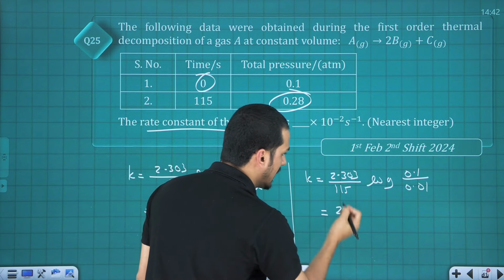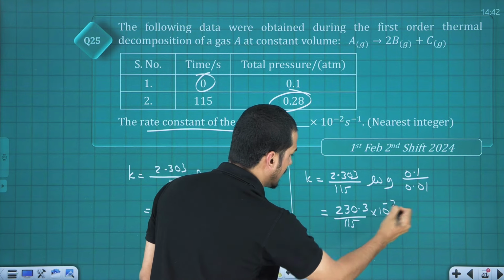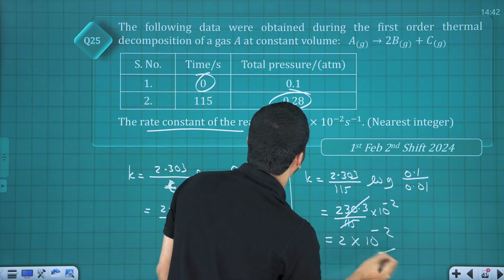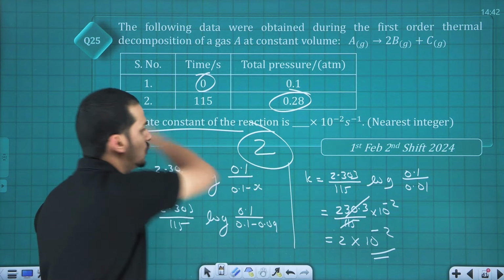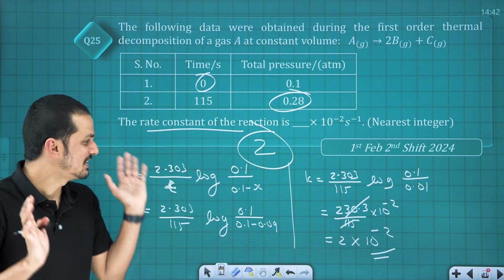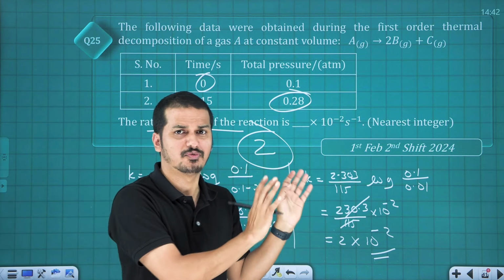Remaining, this one I can write as 230.3 divided by 115 into 10 raised to minus 2. This will get cancelled, leaving 2 into 10 raised to minus 2. So your answer is 2. Clear, dears? Perfect? Okay. 230 by 115 is 2: 100 into 2 is 200, 15 into 2 is 30, so 230.